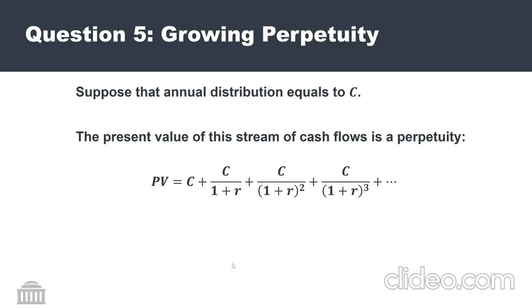To do this, notice that this part of the equation is just the regular perpetuity. And we already know the present value of the regular perpetuity. Therefore, we can write down this equation as such. So the present value of this stream of cash flows equals C plus C divided by R.